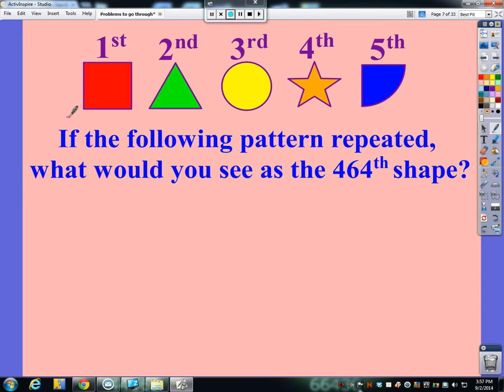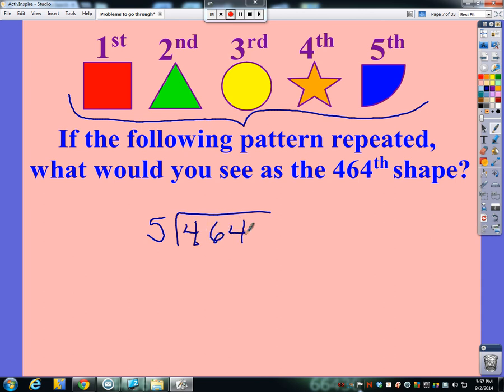All right? Now, the important thing that we need to know is how many times does the pattern repeat? And we can obviously see in this problem that the pattern repeats every 5 shapes. So if we were to take 5 and divide it into 464, do some old school division here. So let's see, we get 4, 5 and minus 1, and then we get 2.